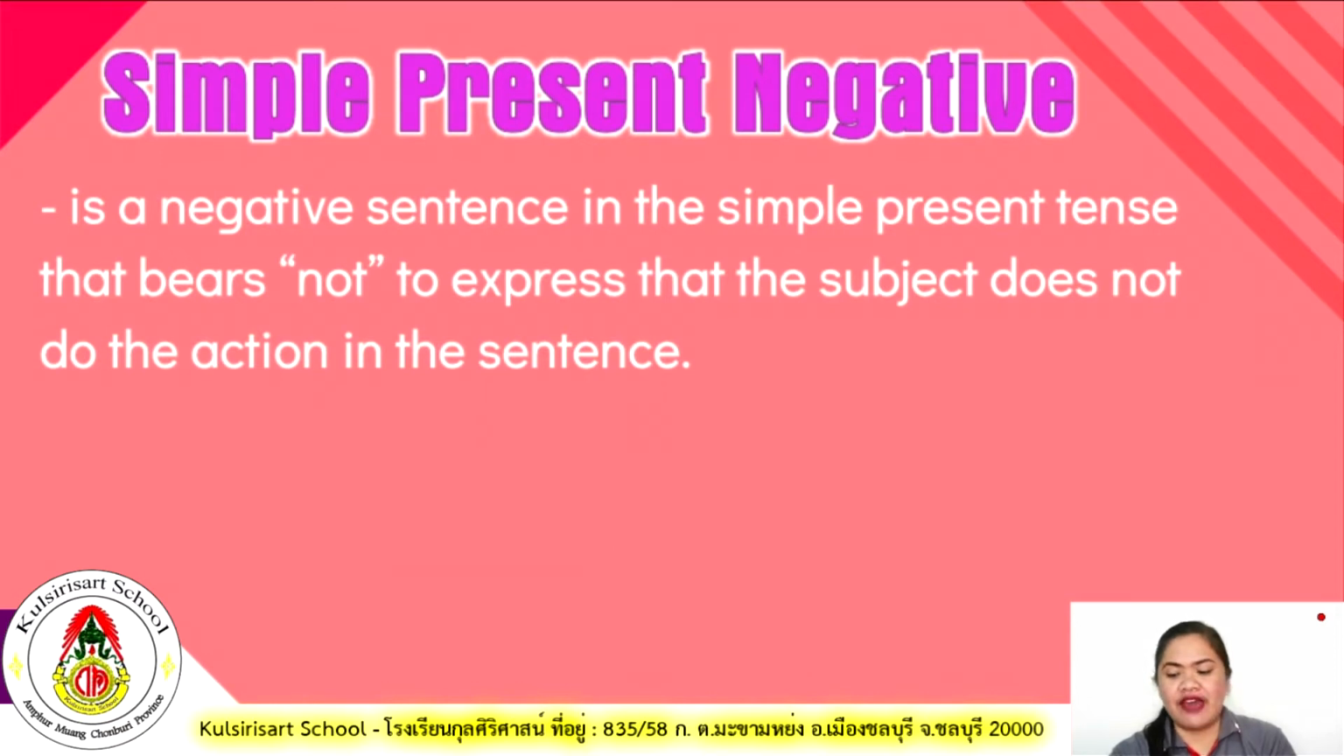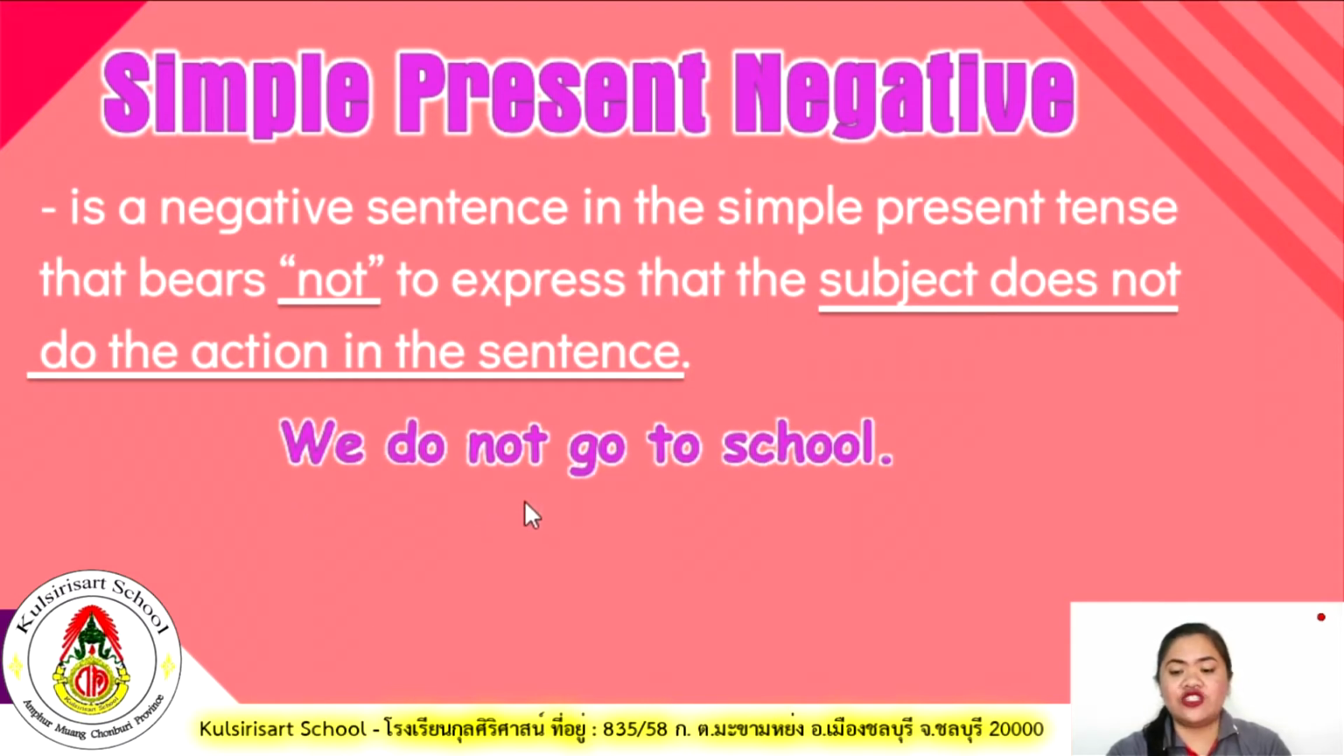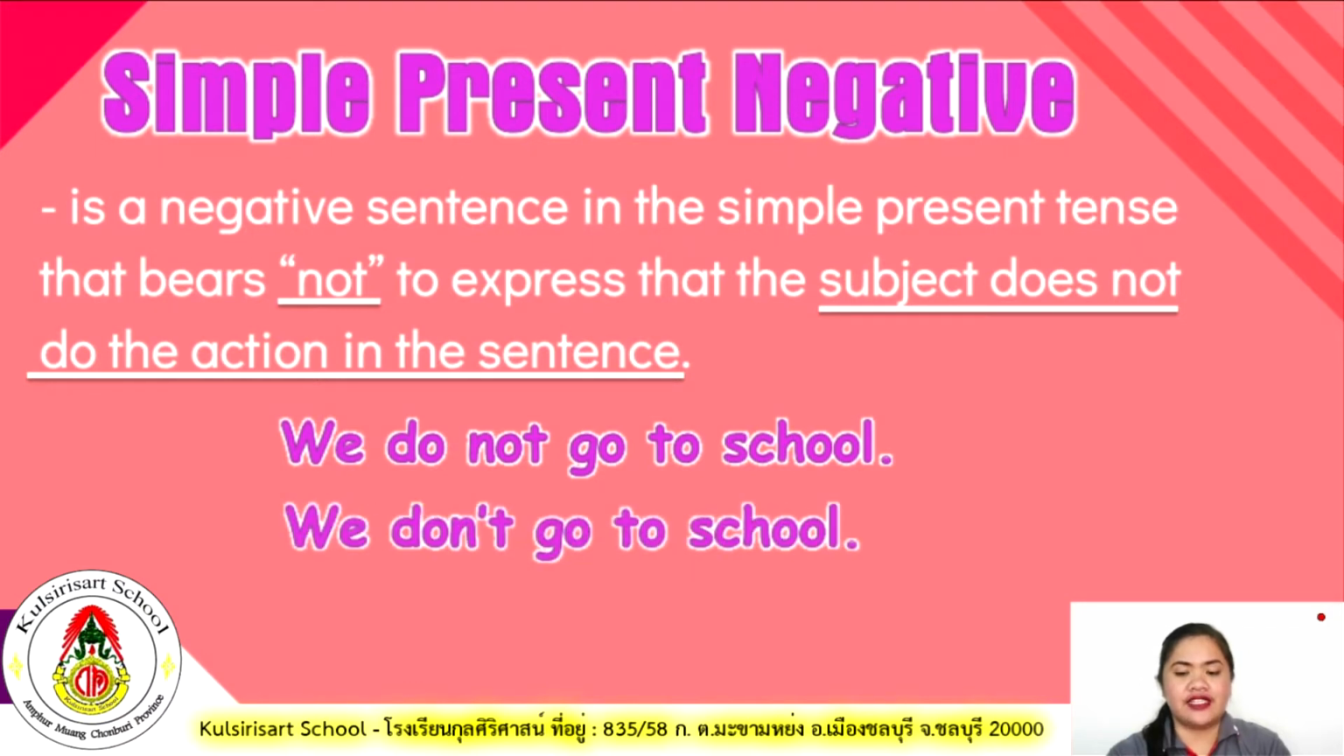Okay? So we have here the example. Always remember that a negative sentence always bears not. So we have here an example: we do not go to school. Again, we do not go to school. So we have here the word not. And the other example is, we don't go to school. Again, the other example is, we don't go to school.